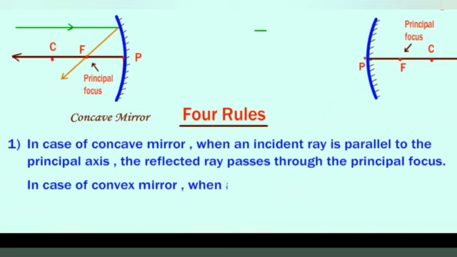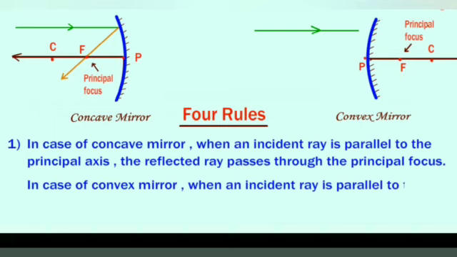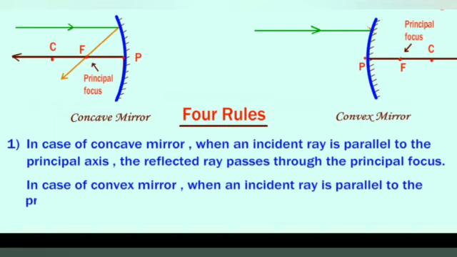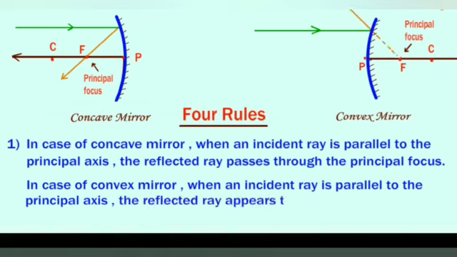Same you can see here in case of convex mirror. The ray will strike the mirror, but since that is the back side of the mirror, we will show it with the dotted line, because light is not passing actually through there, it is reflected back towards the same side. You can see the orange light, right?